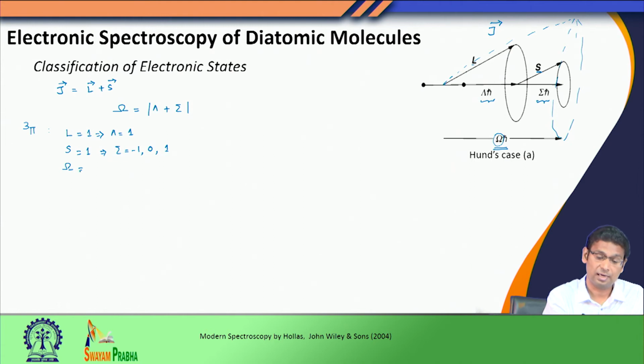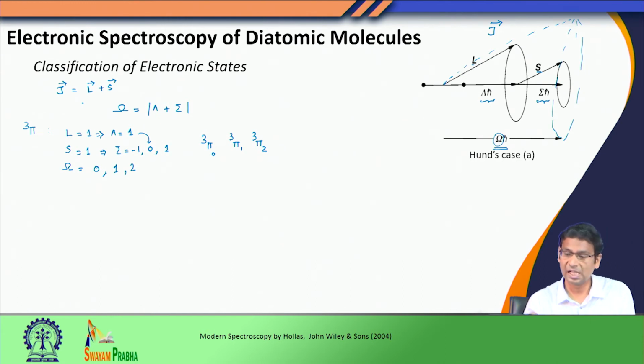Therefore, omega, which is lambda plus sigma: 1 minus 1 is 0, 1 plus 0 is 1, and lambda plus sigma is 2. So, these are the 3 possible values of omega for triplet pi. I would write this as triplet pi 0, triplet pi 1, triplet pi 2, and this comes when I have spin and orbit coupling, or spin-orbit coupling. The case that we have defined in this picture goes by the name Hund's case A.